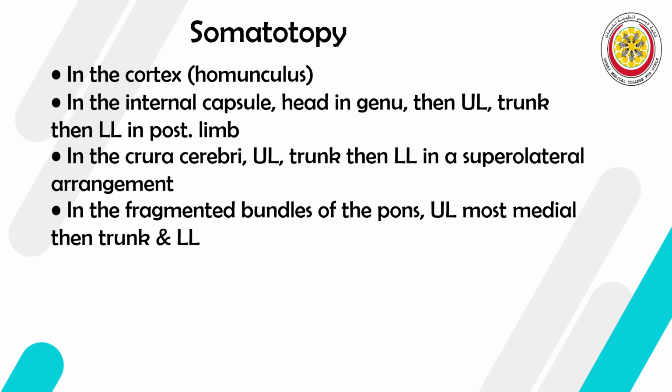So, in the crus cerebri, when we go down, they were corticospinal and corticobulbar together. But the corticobulbar leaves. The lower part of the crus cerebri only contains corticospinal ones. And in these corticospinal ones, they are arranged upper limb, trunk, then lower.